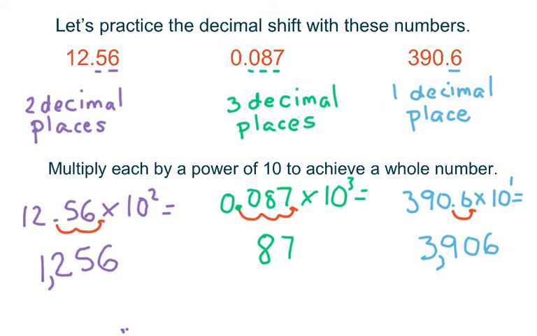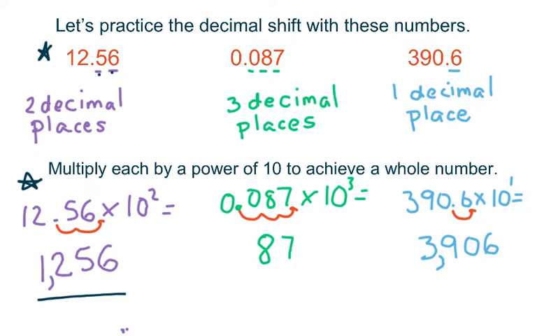Let's practice the decimal shift with these numbers. First, 12 56/100. As you can see, 12 56/100 has 2 decimal places. We'll multiply 12 56/100 by 2 powers of 10, or 10 to the power of 2, to get a product of 1,256.